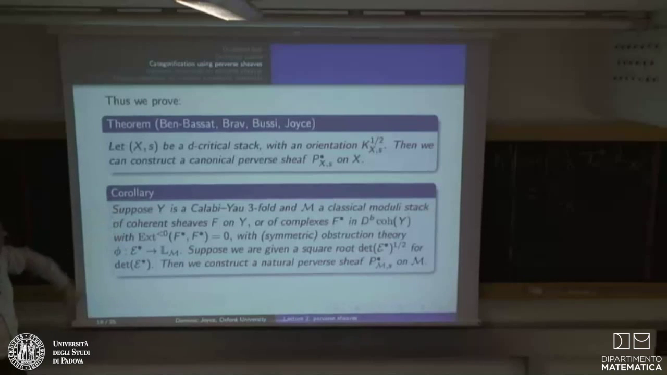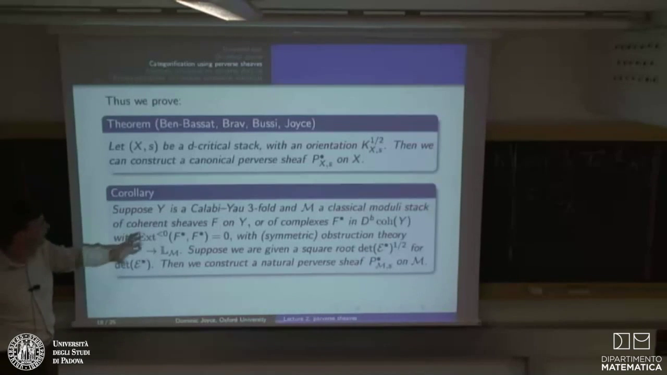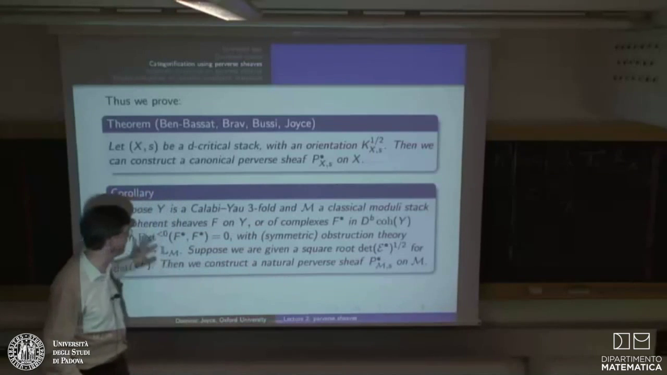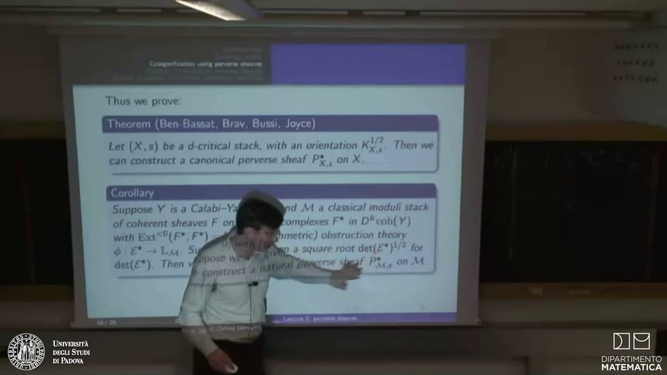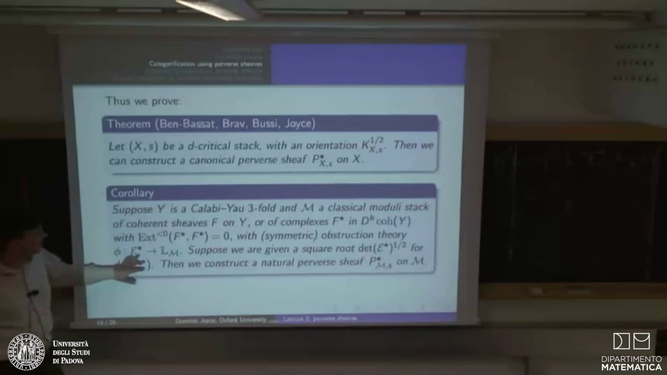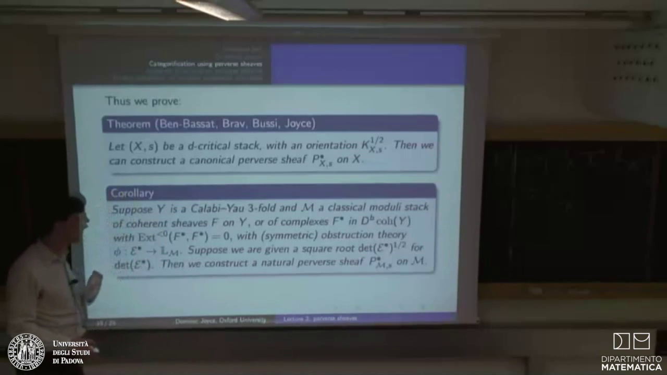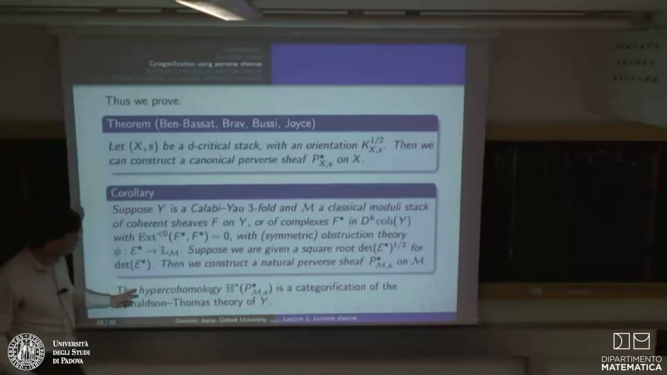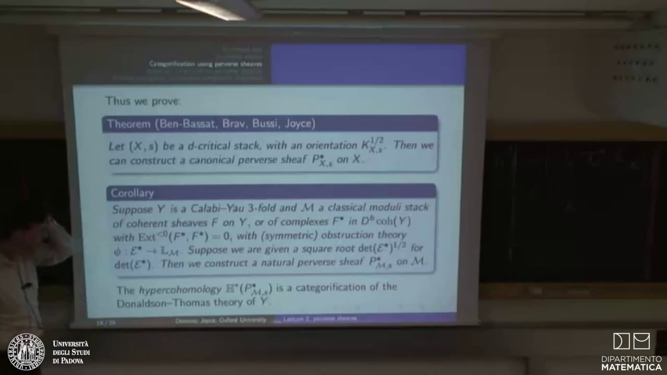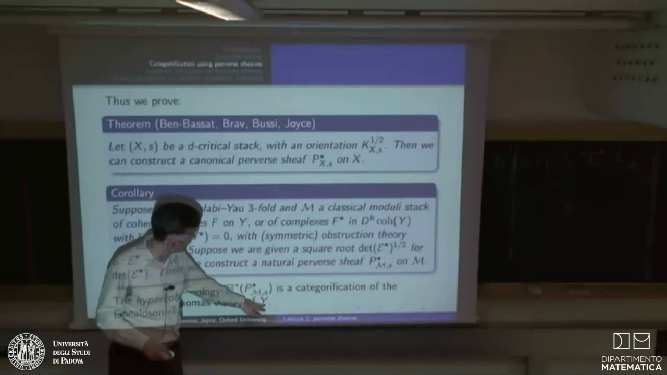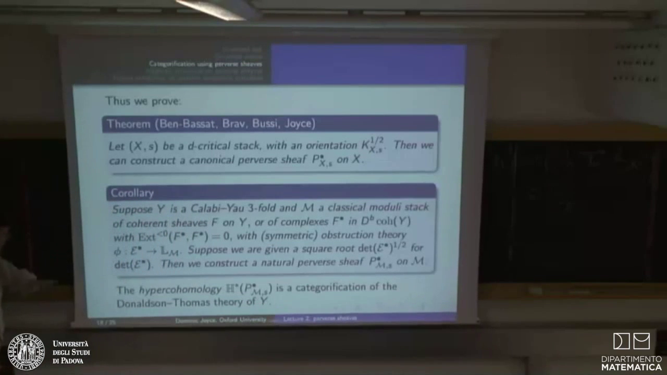Therefore, if you have a Calabi-Yau 3-fold and a classical moduli stack of coherent sheaves on your Calabi-Yau 3-fold, or of complexes with no negative Exts, and let's suppose we have a square root of the determinant line bundle of the obstruction theory, then we can get a natural perverse sheaf on the Artin stack. So then you can form its hypercohomology. This should no longer be finite dimensional, I expect, in the stack case, but you can regard it as being, in some sense, a categorification for the Donaldson-Thomas theory of the Calabi-Yau threefold. And this is an aspect of things I haven't thought about very hard at all, but maybe one day I'll get to do that.